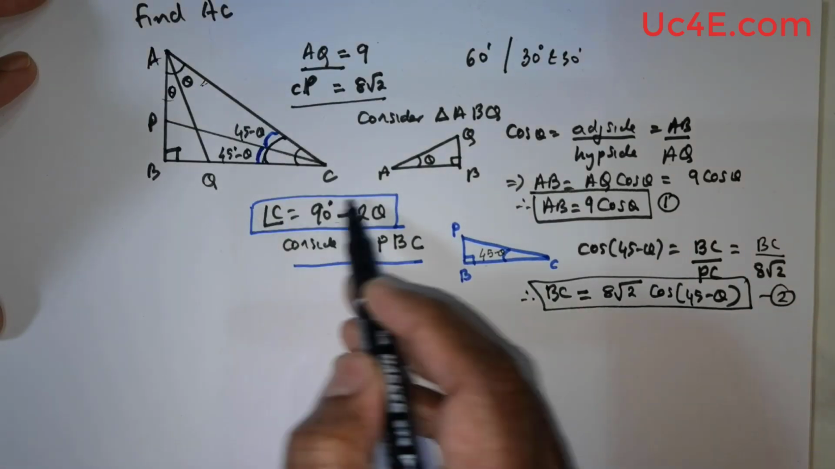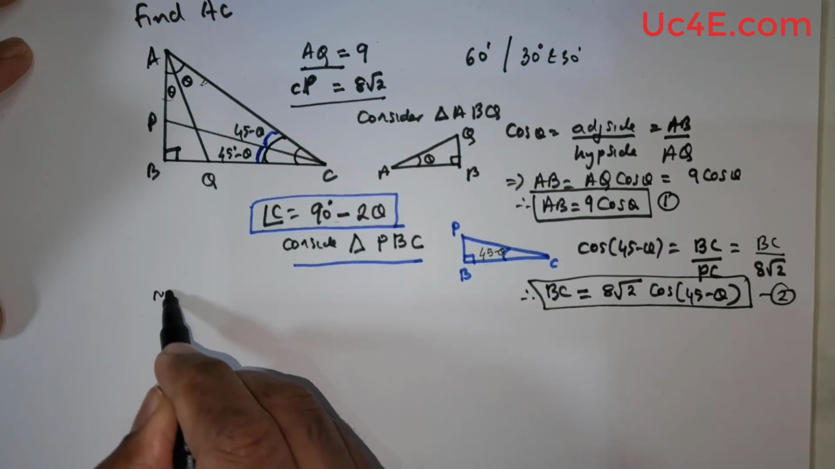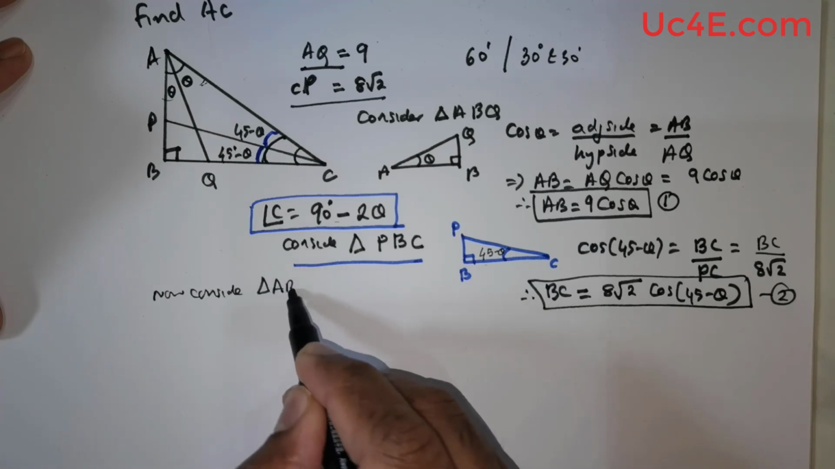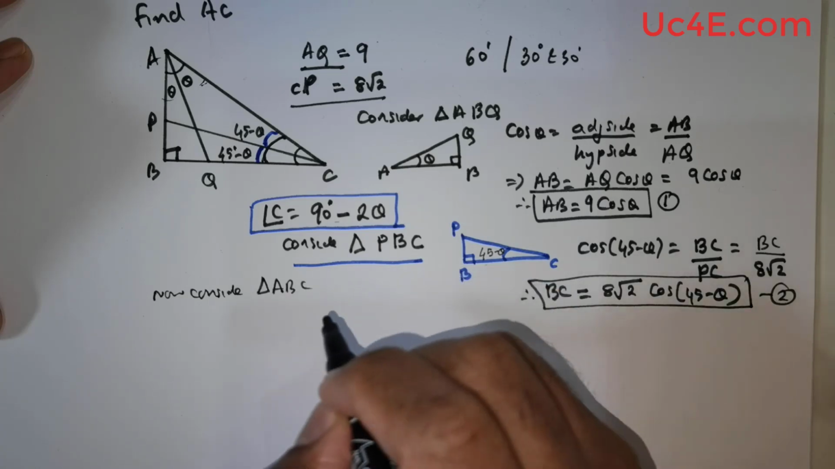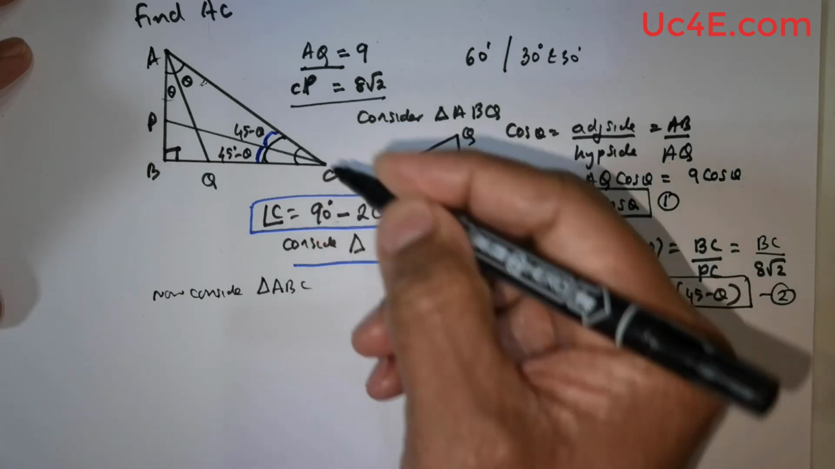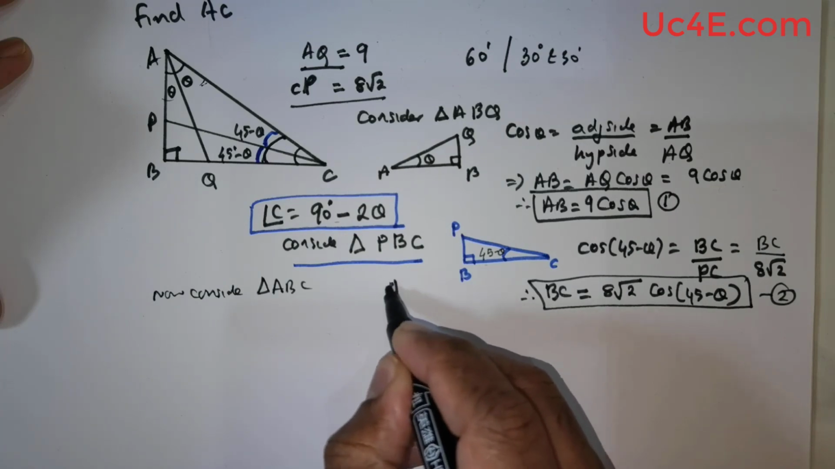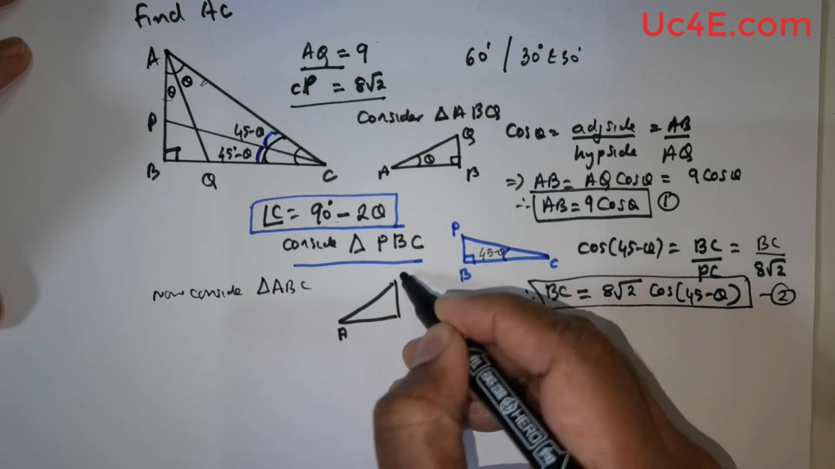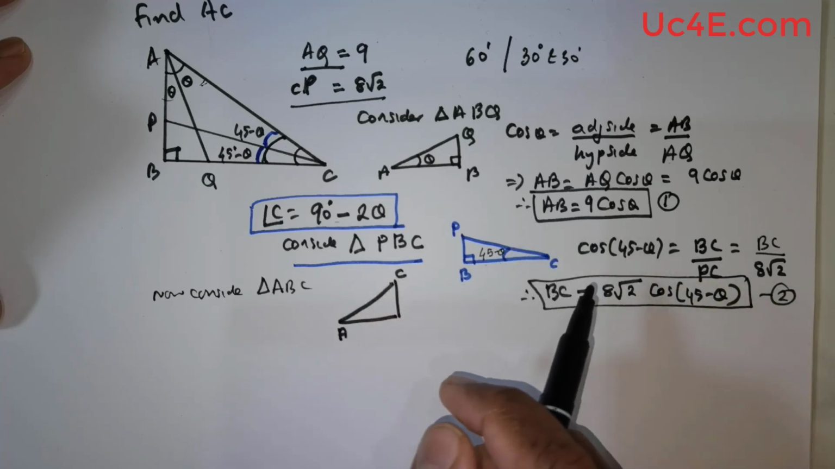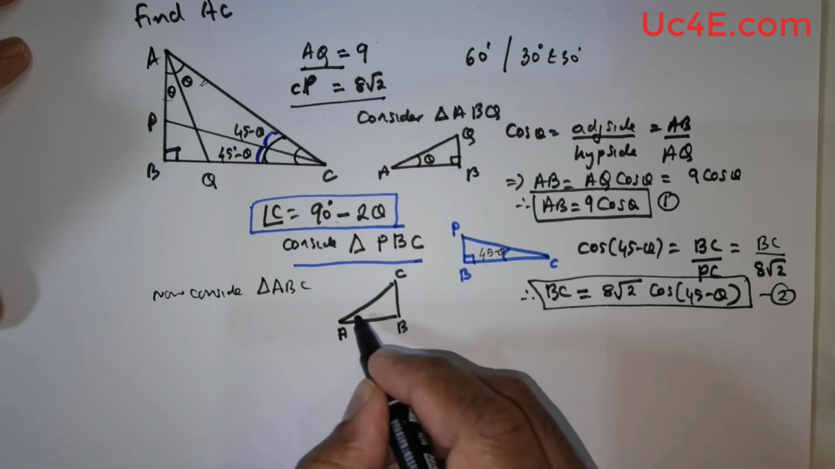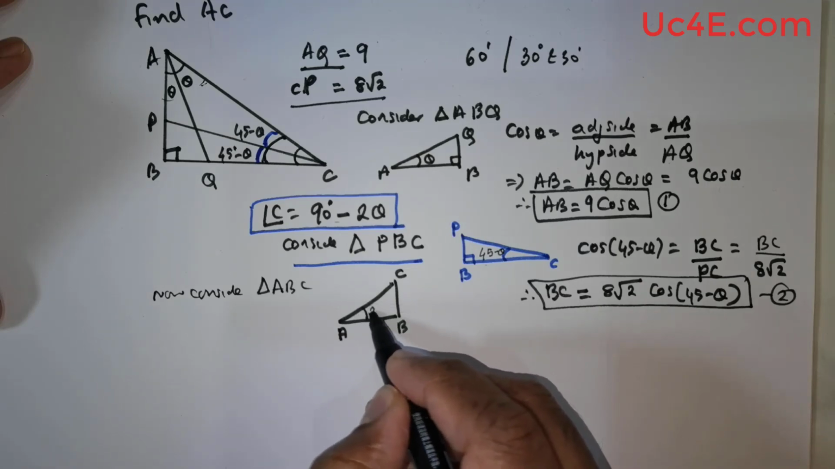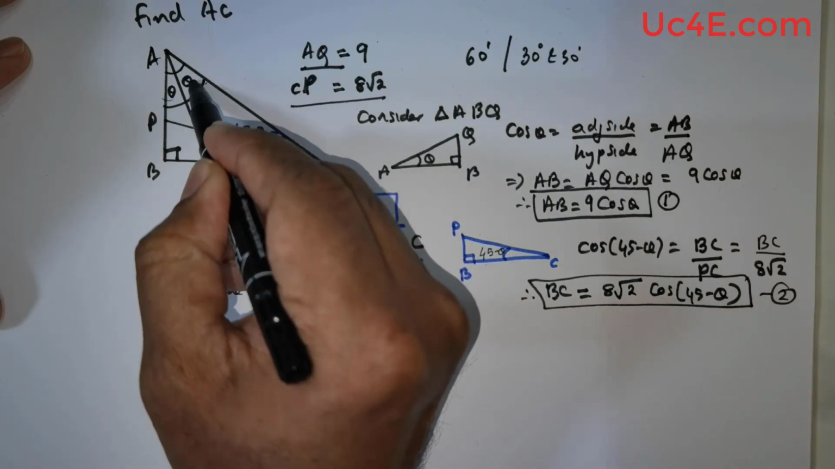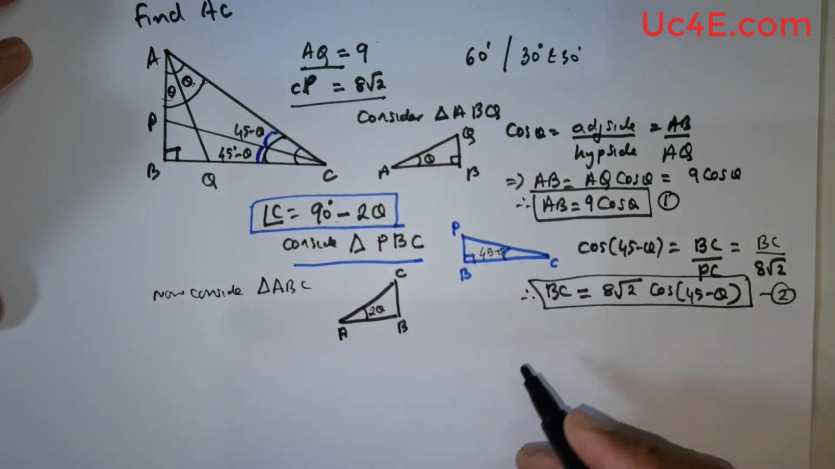Now let me consider the entire triangle. Consider triangle ABC. Let me draw this triangle. So this is my A and this is my C. This is my hypotenuse side AC and this is B. I wish to take this entire angle to be 2 theta, because this is theta, this is theta, theta added with theta is going to be 2 theta.